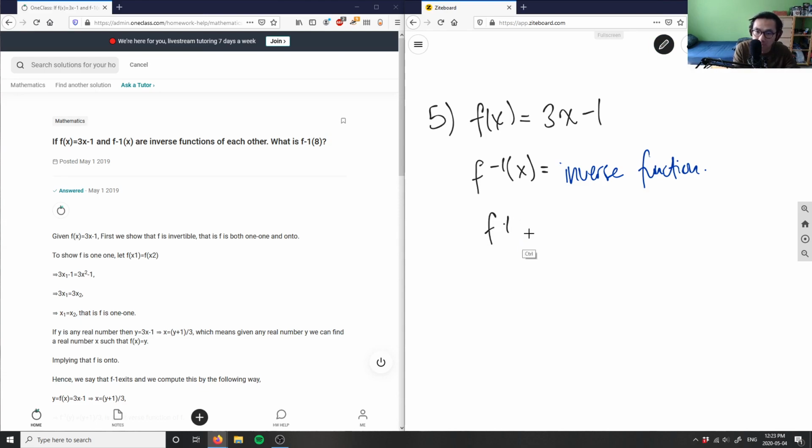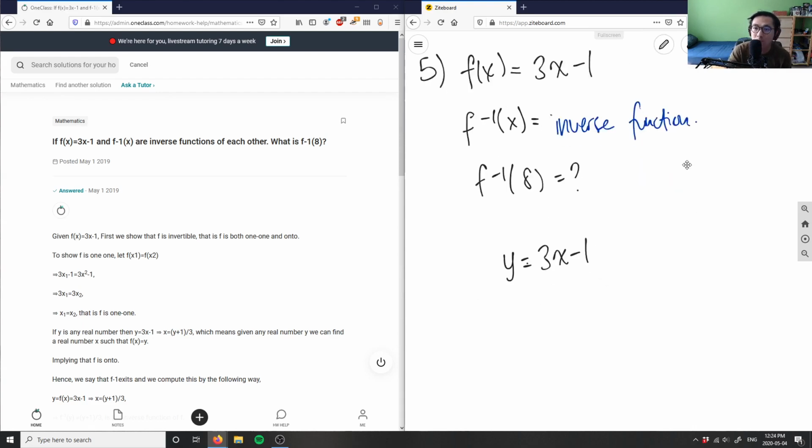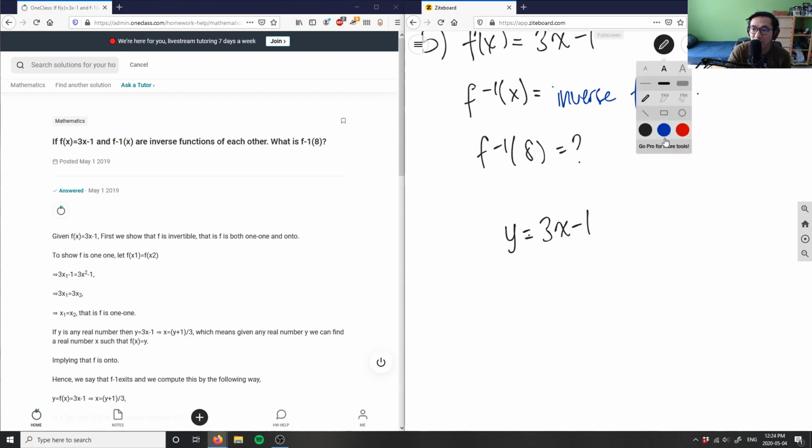Let me write this nicer here. Sorry, this is 8 here. Equals what value here? So first, what we have to do is find what the inverse function is, right? We have f of x here equals 3x minus 1, or you can rewrite f of x as y equals 3x minus 1, right? So the moment we write y equals 3x minus 1, in order for us to inverse the function, what we're going to have to do is just switch x and y, right?